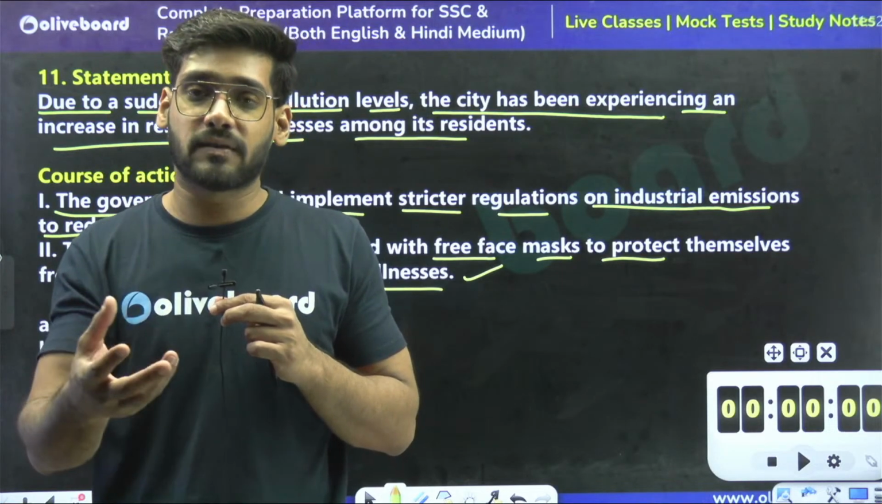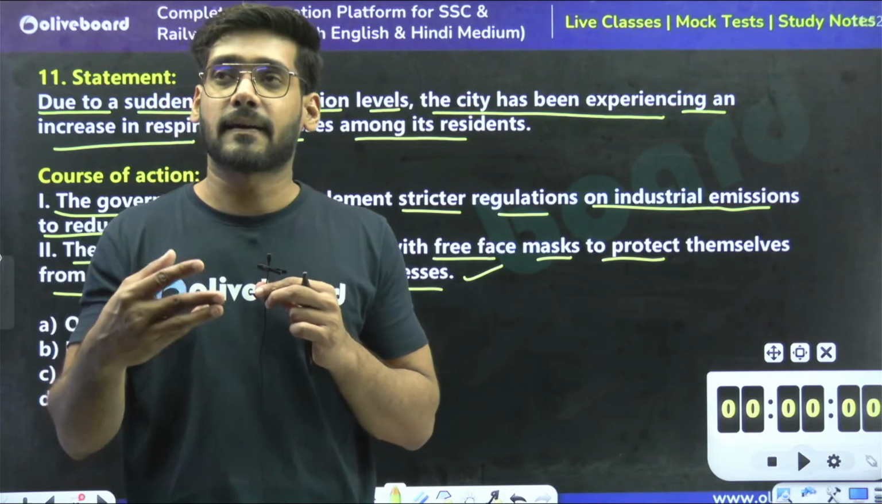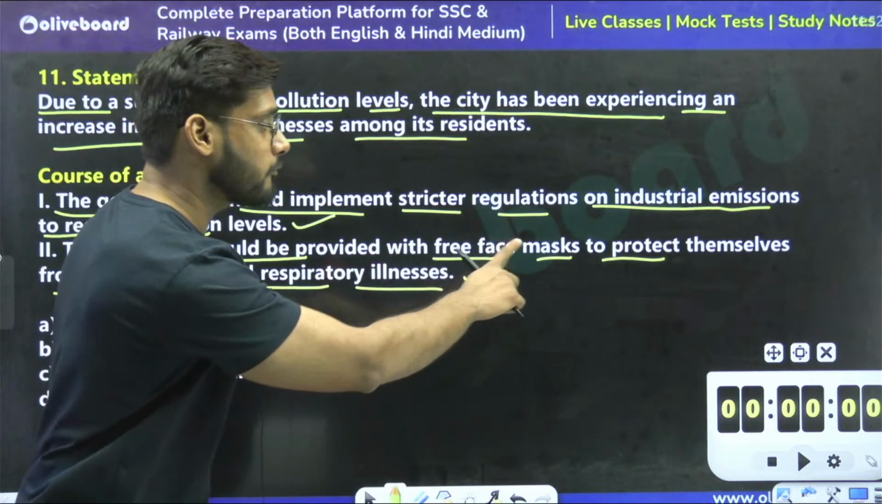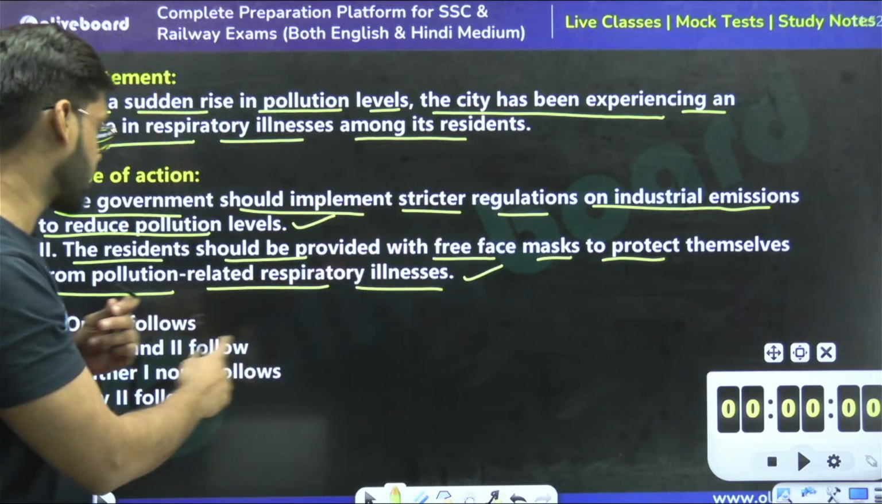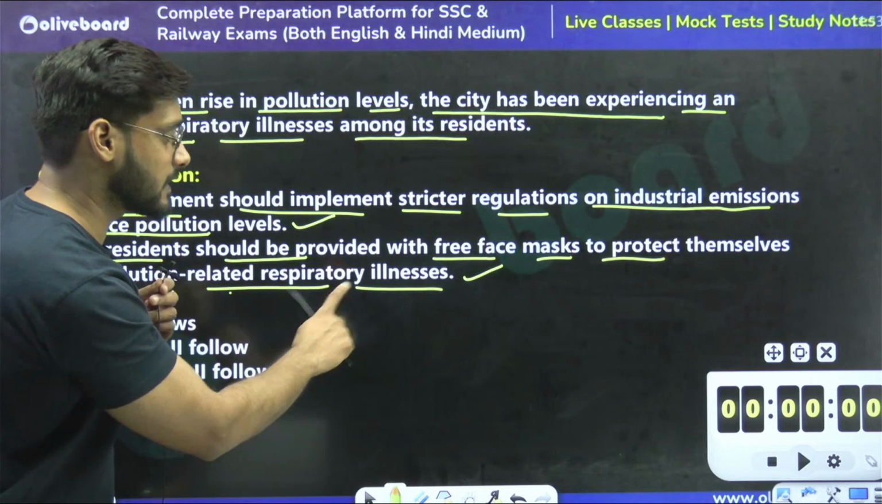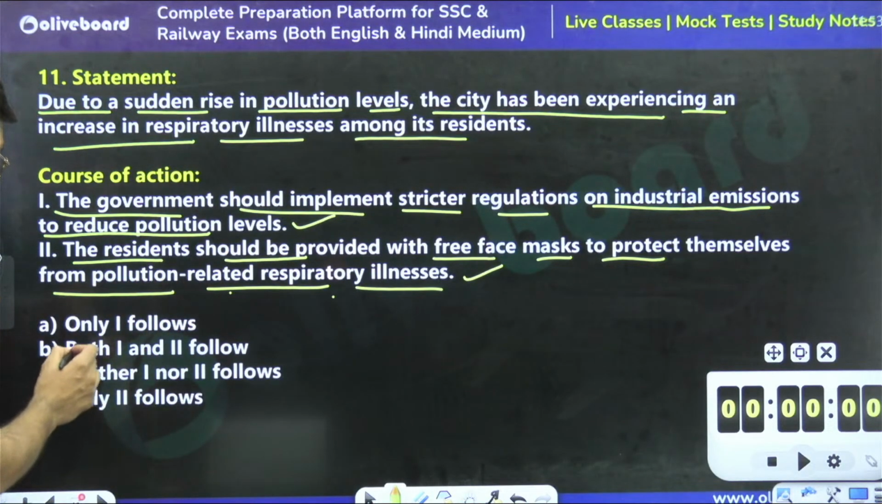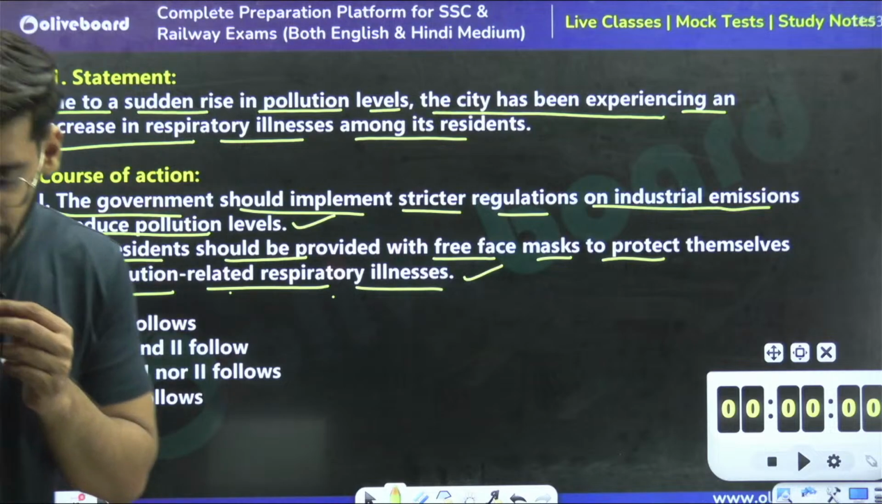So what steps can they take? They can provide some safety measures. What are the safety measures? They can provide a free face mask to protect themselves from pollution related respiratory illness. Both of the courses of action should be taken. Right answer is both. Option number B, both.